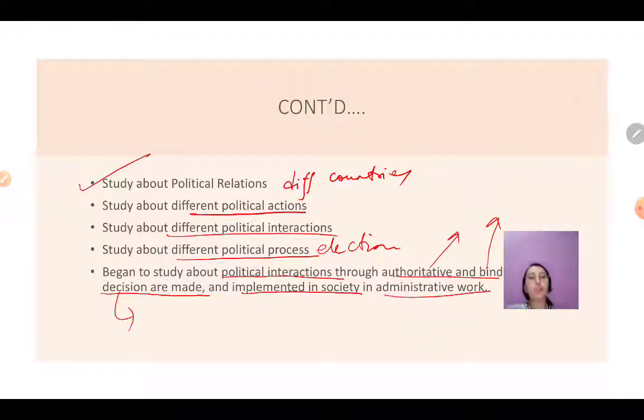Whenever you go to certain offices, if we require certain things, there are certain rules and regulations to be followed, right? If we need certain documentation, then we need attestation from certain higher authorities, and we need certain proof. That is a uniform law, implemented by the state. That is an authoritative decision given by the state, and only then is it implemented in administrative work.